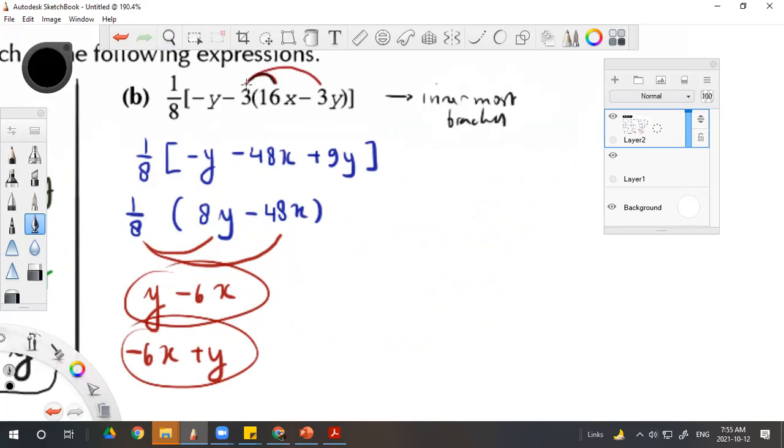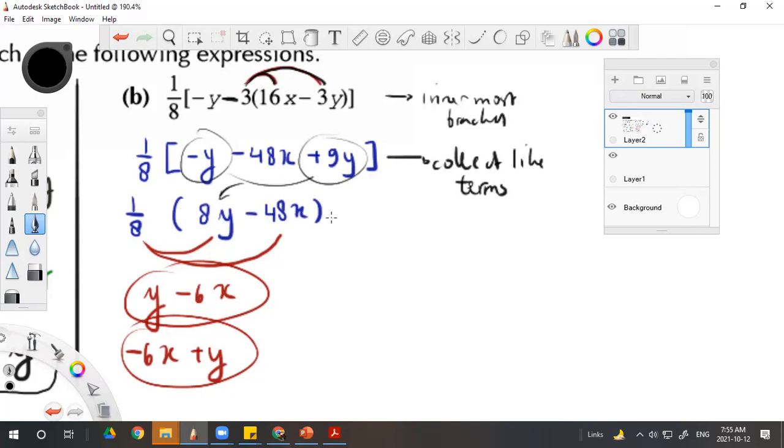So you do the multiplication, right? The rainbow multiplication. 3 times 16 is -48x, see, because this is -3. And then -3 times -3 again is positive 9y, right? And then after that, you collect the like terms. How do you collect the like terms? -y plus 9y, -1 plus 9 is 8y, right? And it becomes 8y here, and then minus 48x. Done for the bracket. What you do then is the distributive law.